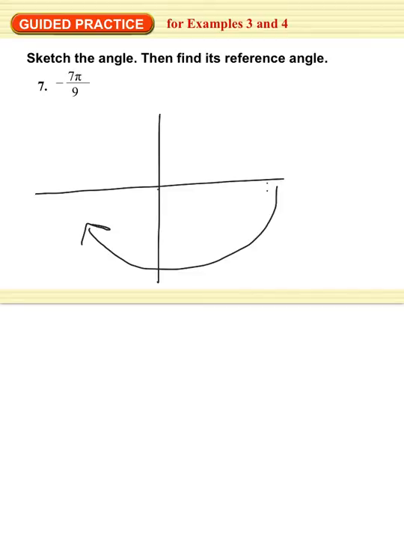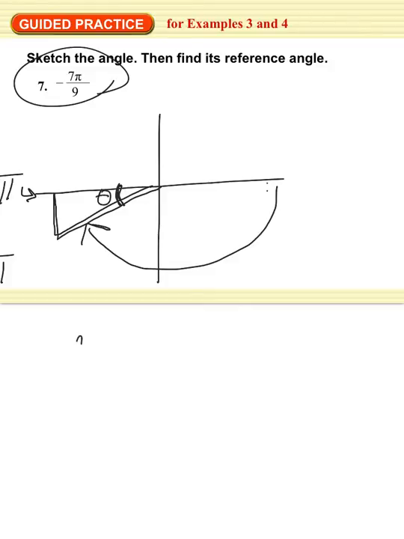9/9 pi is 1 pi, which is 180 degrees right here. So if I'm at 7/9, how many ninths do I need to make a whole? How many pieces of pie do I need to make a whole pie? 2. So I believe I'm right here, where here's my reference angle, and theta equals 2 pi over 9.